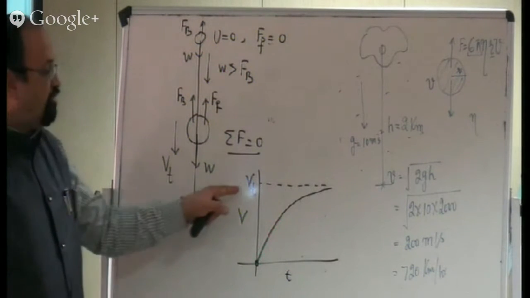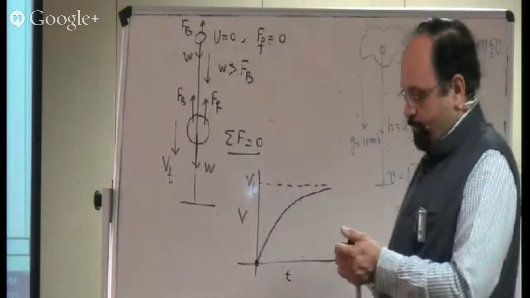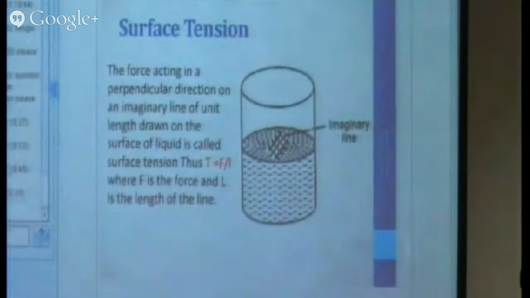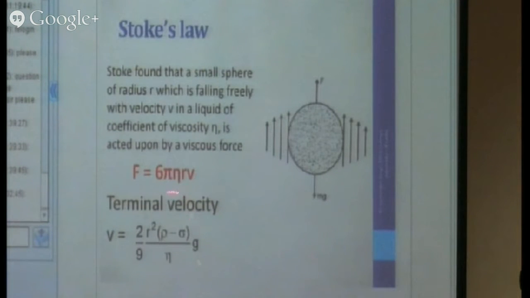So we have a formula for the terminal velocity. The next slide, sir. Previous one. There is. Okay, this is the terminal velocity, it is already there. So let's understand this. 2/9. This is for the spherical system, right? r square, the radius square. Rho is the density of this fluid or the drop. And sigma is the density of the medium in which it is moving.